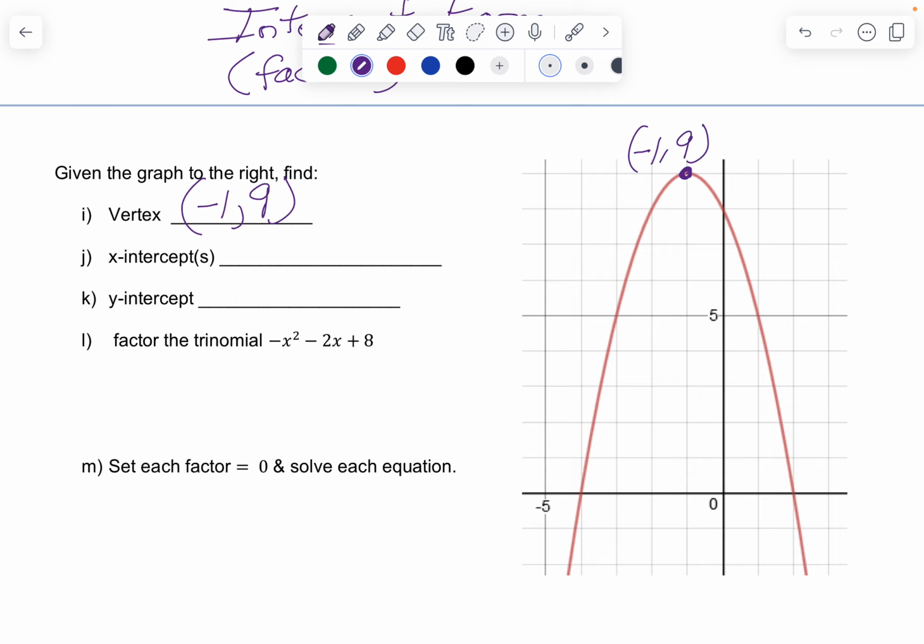If we're finding the x-intercepts, we know it's where it hits the x-axis. So those two spots, it looks like we have one at (-4, 0), and then (2, 0). Our y-intercept is always where it hits the y-axis. So in this case, it's right there at (0, 8).